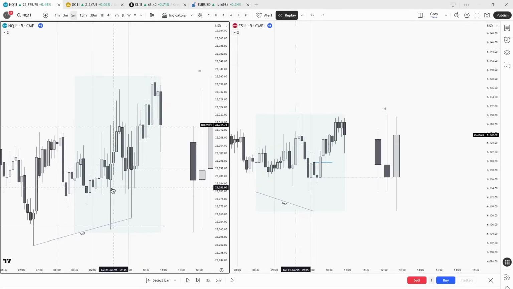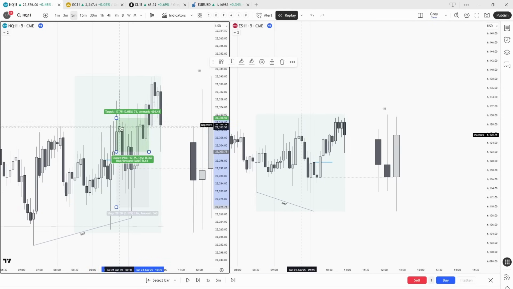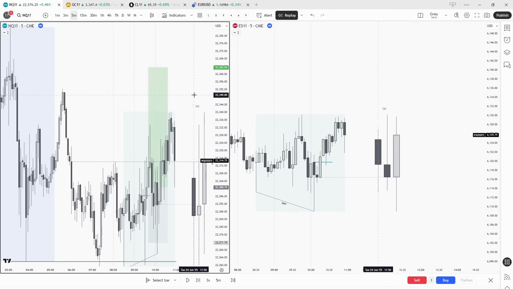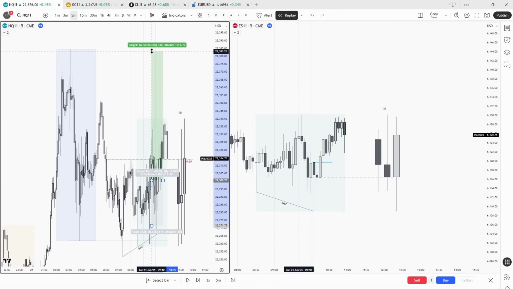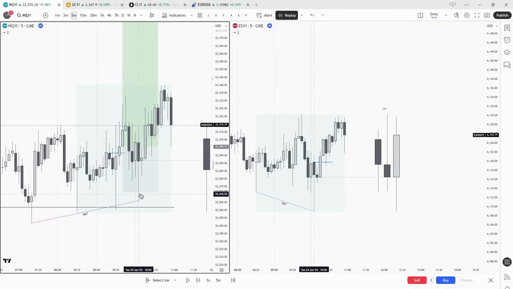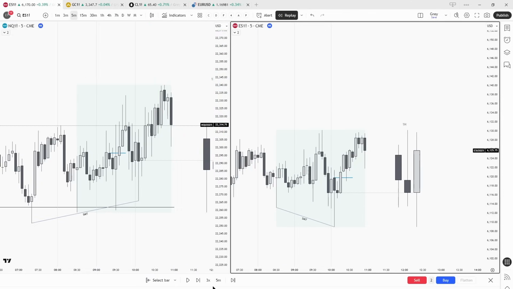Now the NQ is very messy, and this was the entry where I was also stopped out. I was entered here, my stop loss was below the 50% of the wick, and my target was the current day high. But this wick on the 10 a.m. manipulated me out of the trade. So now waiting for the continuation order block.